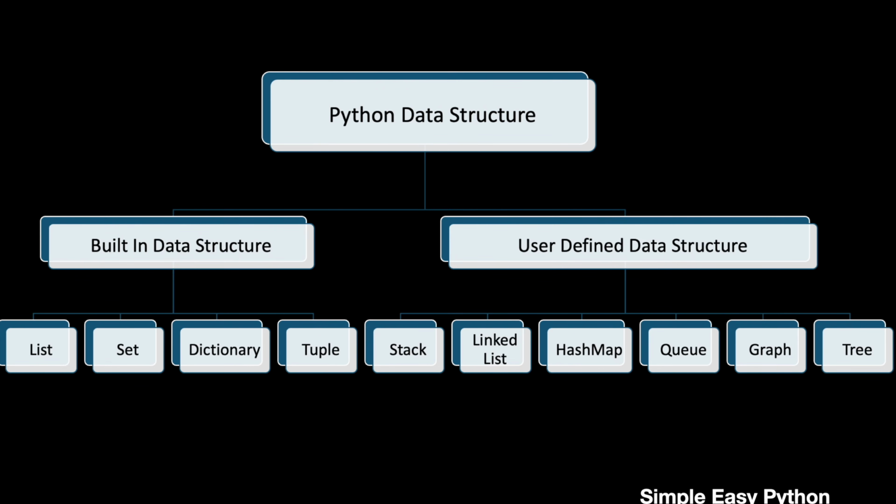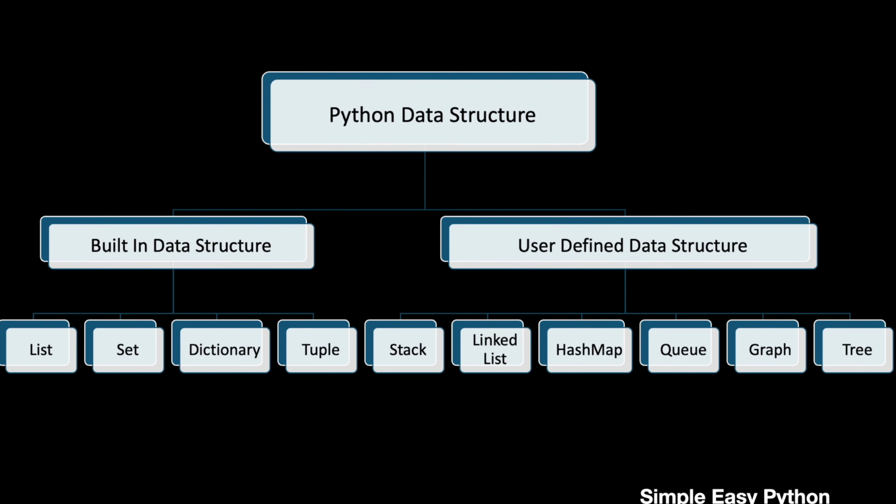On the other hand, if you go to the user defined data structure, a stack is something where you are going to put one thing over another. A linked list is a list having the address for the next block, something like that. I am not going to discuss the user defined data structures because these are topics for later. In the coming videos I am going to discuss list, set, dictionary, tuple and many more, the built-in ones.